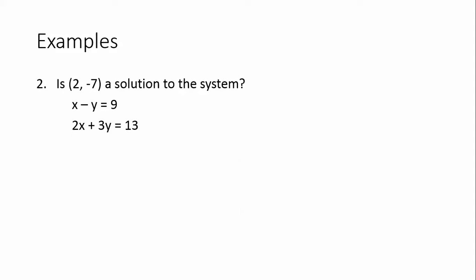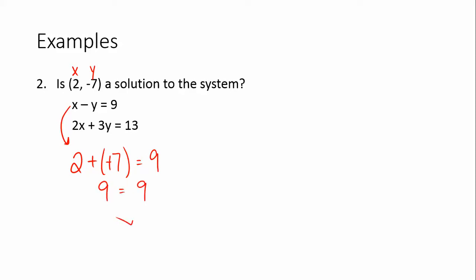Let's look at another example. I want to know if (2, -7) is a solution to the system. So again, I'm going to take that ordered pair and plug in the 2 for x, the -7 for y, into both equations. So for the first equation, I have 2 minus -7. Again, same change. I get 2 plus 7, so I get 9 equals 9.